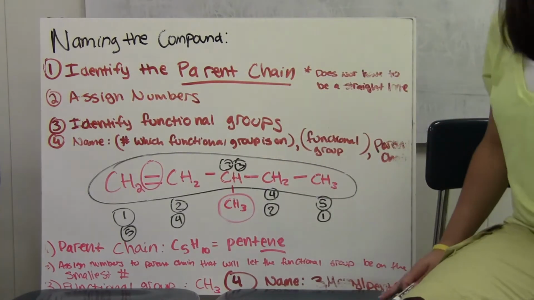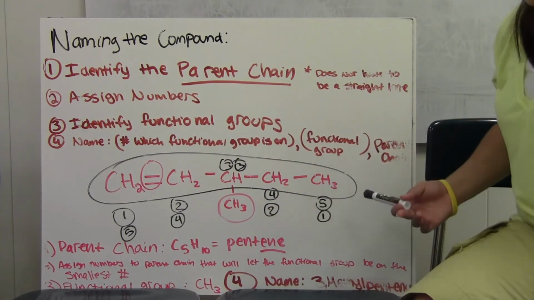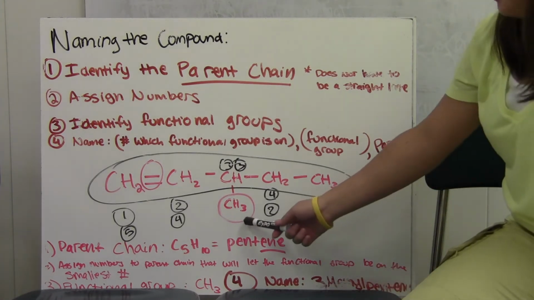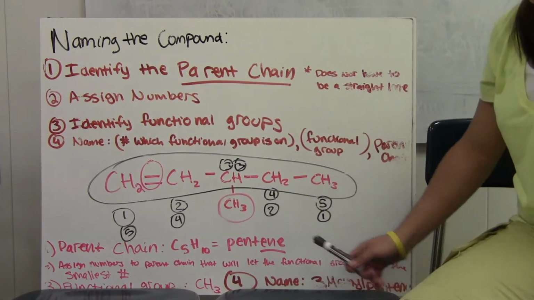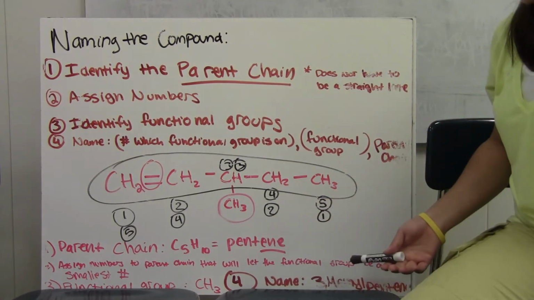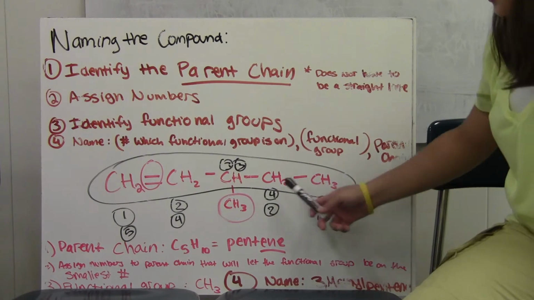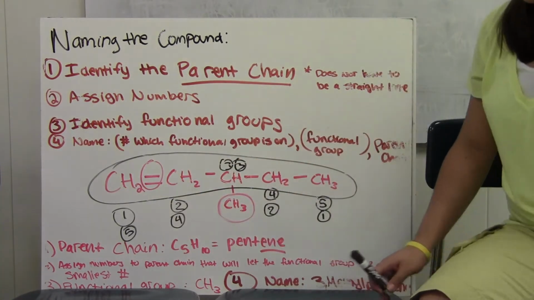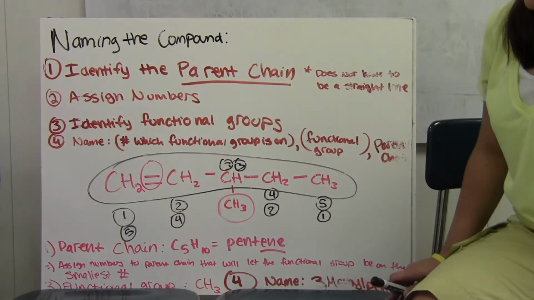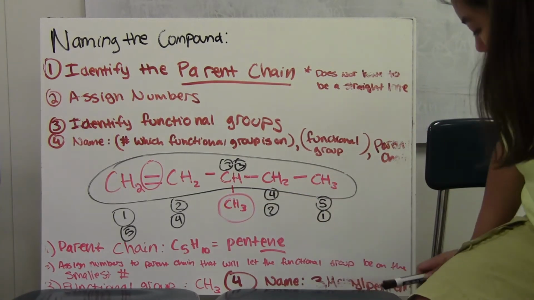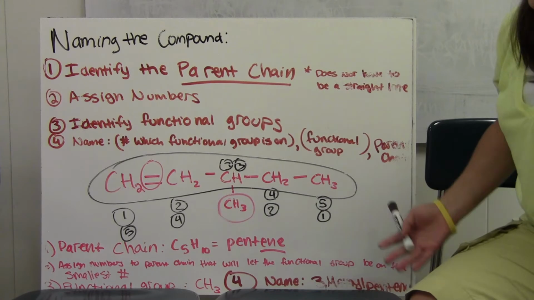Then you assign numbers to the parent chain. Now you're assigning numbers to try to get the functional group to have the lowest number possible. In this one, it doesn't matter which way we assign the numbers because the functional group is going to be on 3 either way. So we have 1, 2, 3, 4, 5, or 1, 2, 3, 4, 5. Now we should identify the functional groups. Here we only have one functional group, which is a methyl group.